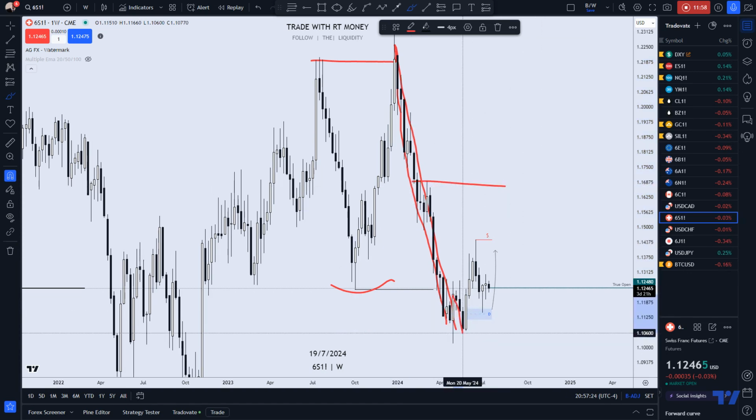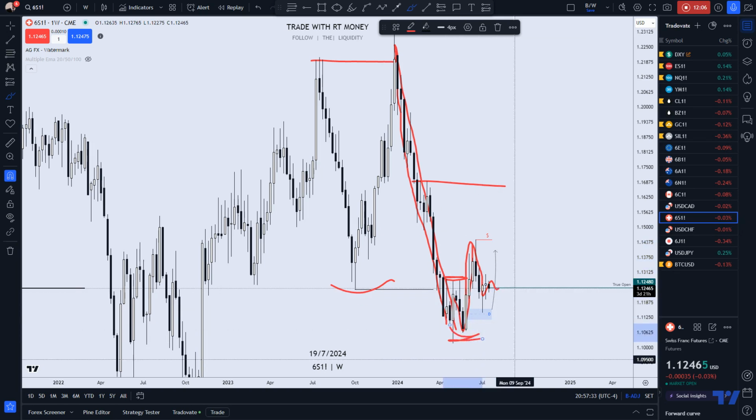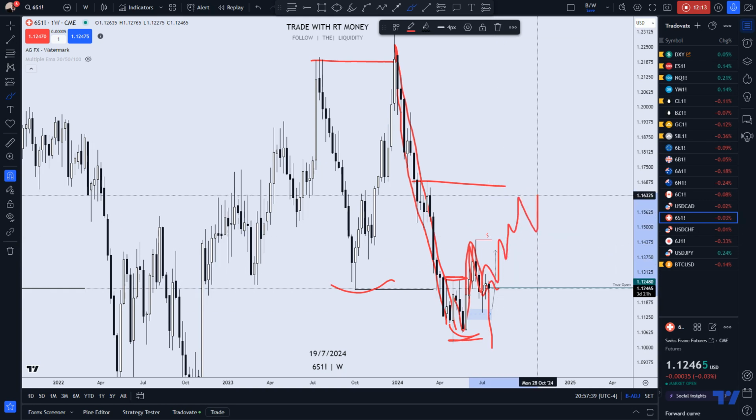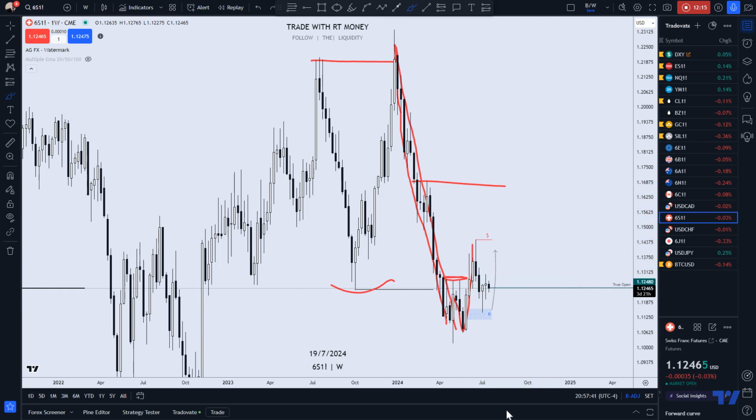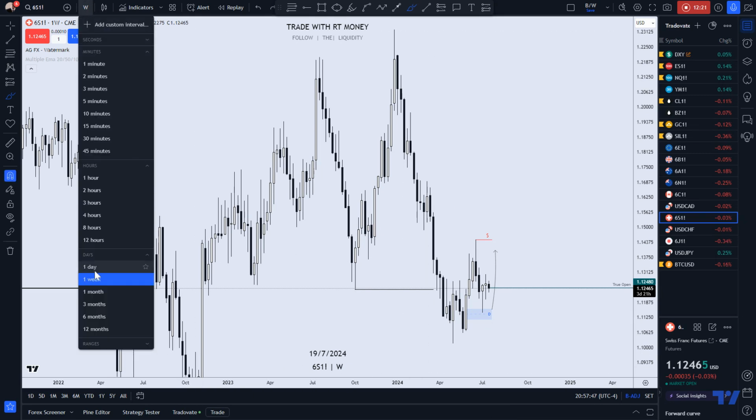I think that pullback has started as we make this internal break of structure to the upside and pull back. As long as we don't come back past there, then I know that the pullback is on and popping, and I'm looking forward to that. That's the big macro picture, right? We go to the daily.